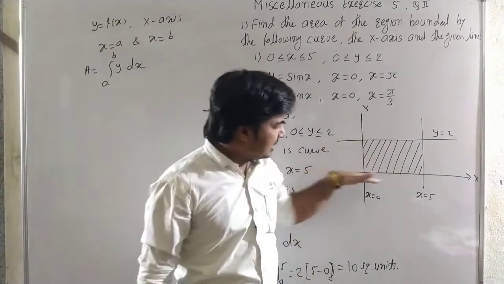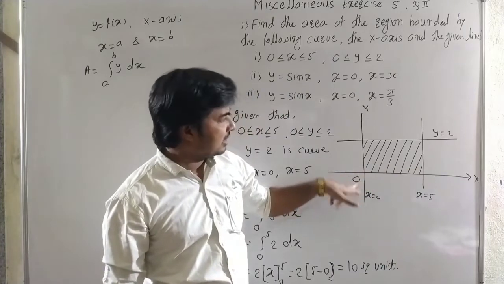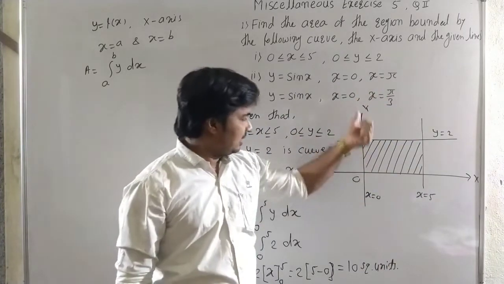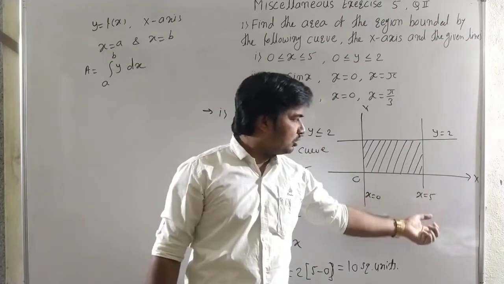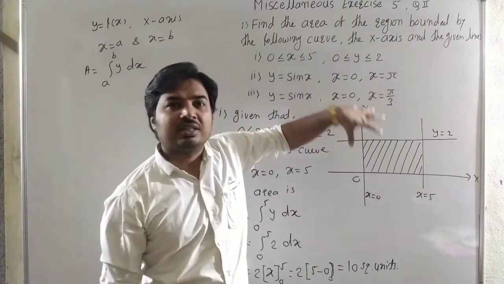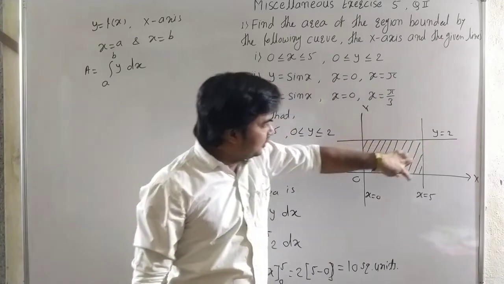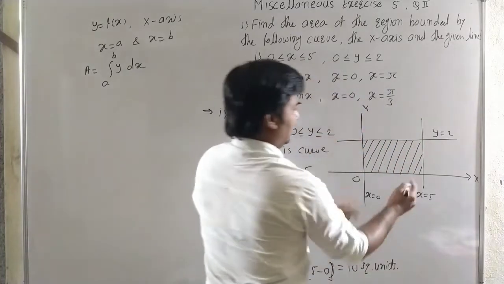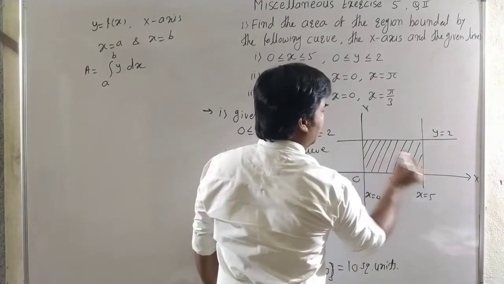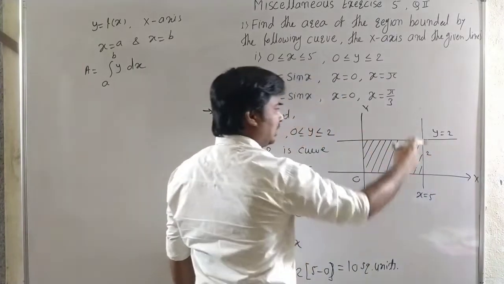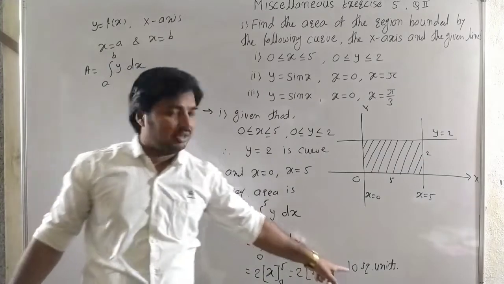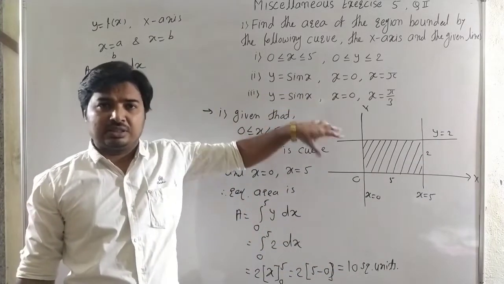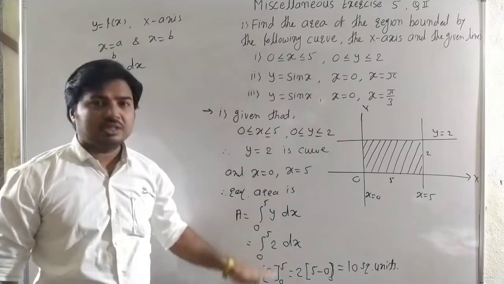Now we know that the x-axis is perpendicular to the y-axis, y is equal to 2 is also perpendicular to the y-axis, and x is equal to 0 and x is equal to 5 are perpendicular to the x-axis. Therefore this area forms a rectangle with length 5 and width 2, and therefore the area of the rectangle is 2 into 5, that is 10. But in this question the diagram is not necessary. Write only this calculation.